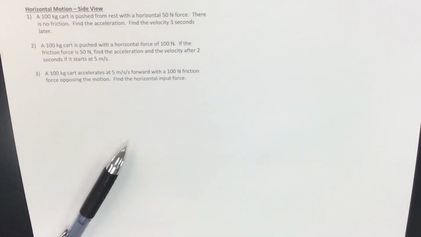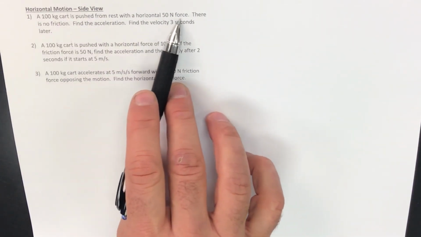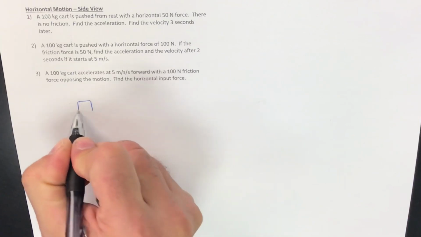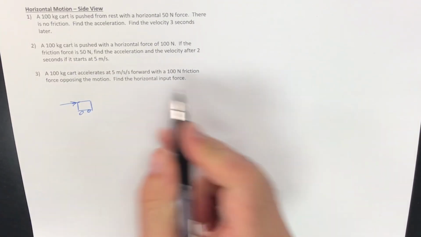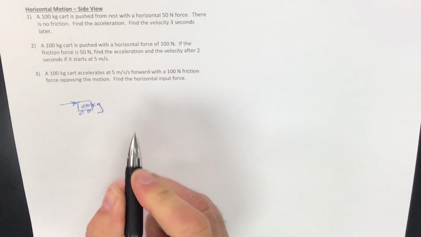I've got my writing utensil, and I have my calculator, and I'm ready to go. So we've got a 100 kilogram cart pushed from rest with a horizontal 50 Newton force. Horizontal cart. Okay, so these are all carts. They're on wheels, and they're being pushed in that direction. These things all have 100 kilogram mass.